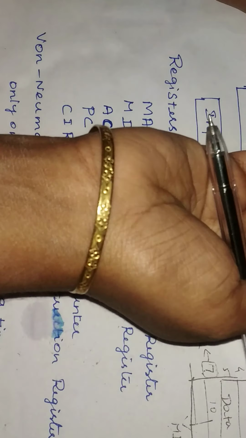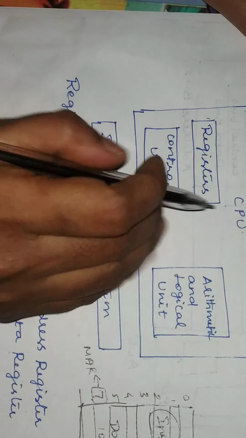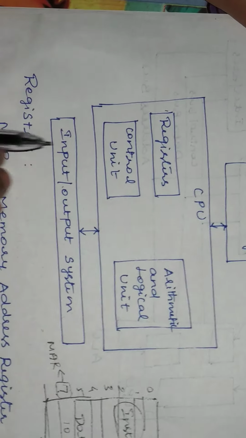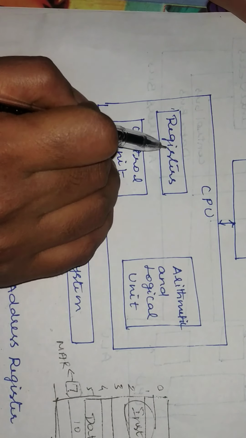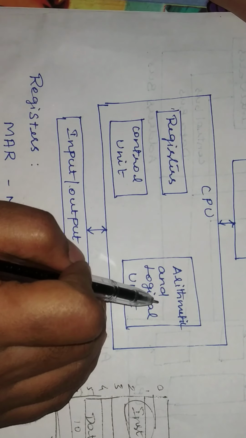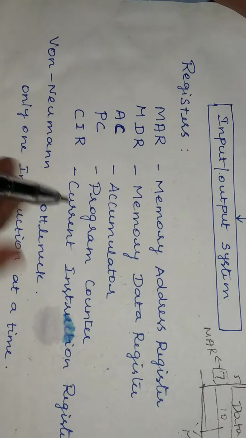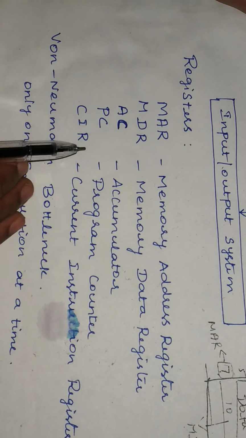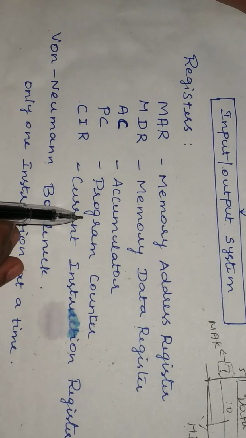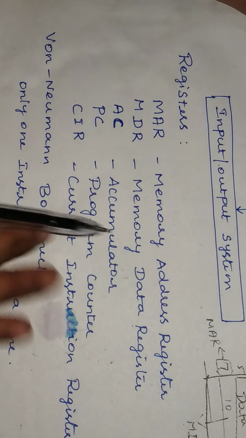So initially we will fetch the instruction from the main memory, and that will be stored in the accumulator, which is one of the registers. From that register, the processor will execute this instruction with the help of the other 2 units. What is the program counter? The program counter is the register which is used to store the address of the next instruction.